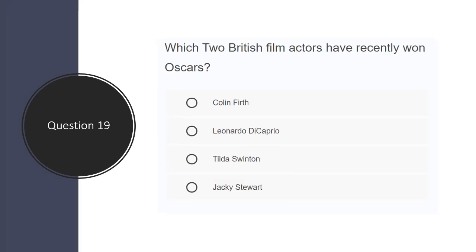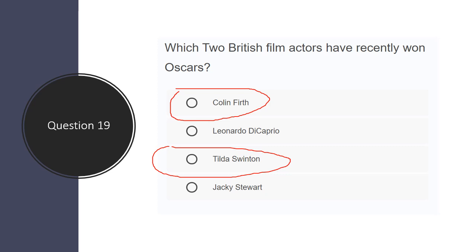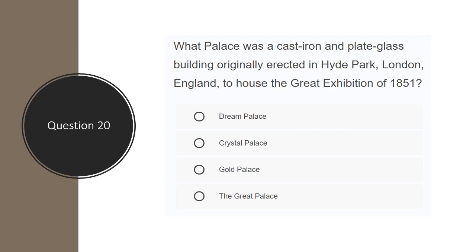The next question is, which two British film actors have recently won Oscars? This is a type of question which you just have to memorize. Nothing can be done. One is Colin Firth and the second one is Tilda Swinton. These are actually some of the most difficult questions, about actors, sportspeople and artists. All right, this question can also be done correctly using common sense.